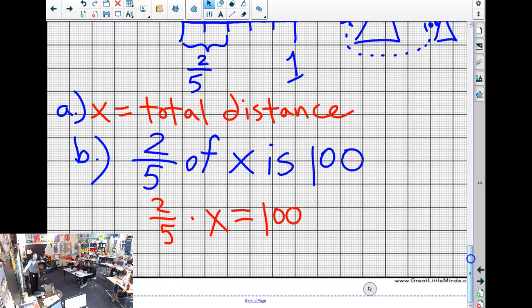And if it was x over 5, make the 2 go away for just a second. If it was just x over 5, Ava, what's the opposite of dividing by 5? Multiplying by 5. With a fraction in our equation, we are actually just doing both. So instead of the opposite of times 2 being divided by 2, and the opposite of dividing by 5 being times 5, we are going to do both.